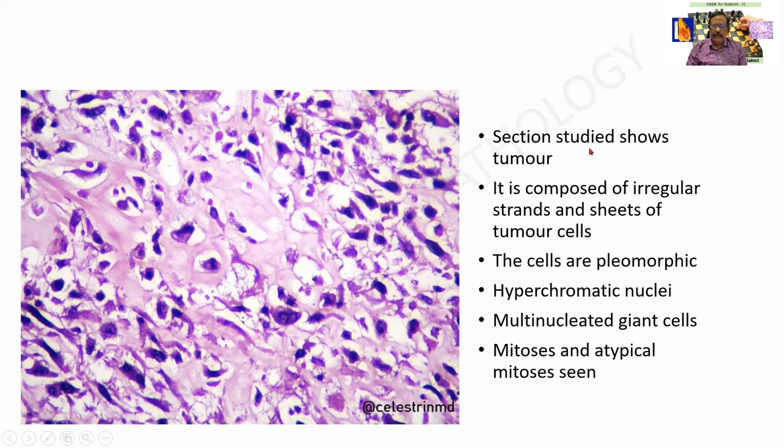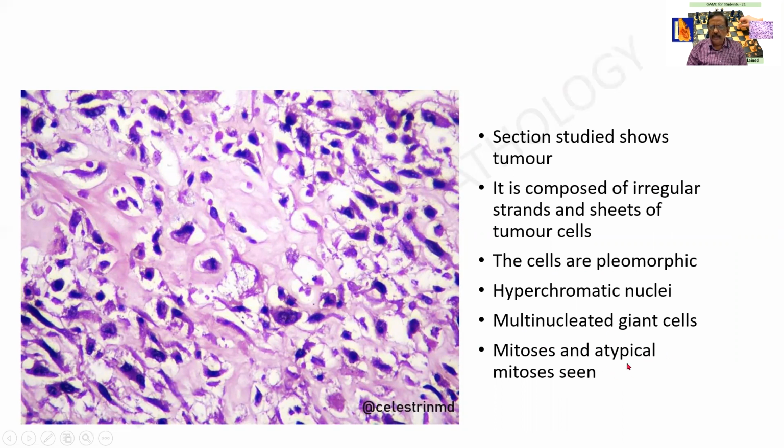Again, the same thing I'm continuing. Section study shows tumor. It is composed of irregular strands and sheets of tumor cells. The cells are pleomorphic, with hyperchromatic nuclei. And there are some giant cells as well. Look at this cell, it is large. And mitosis and atypical mitosis can be seen.